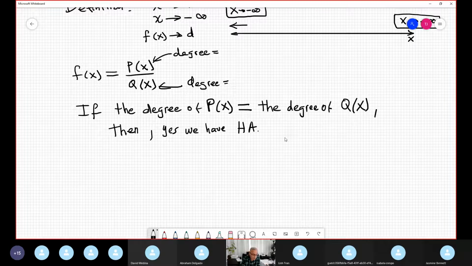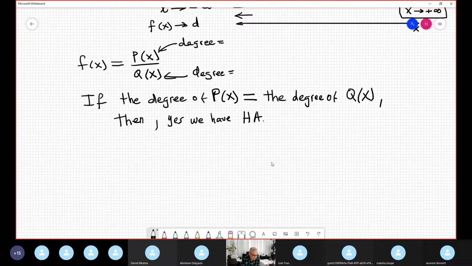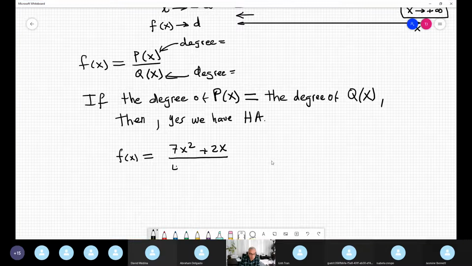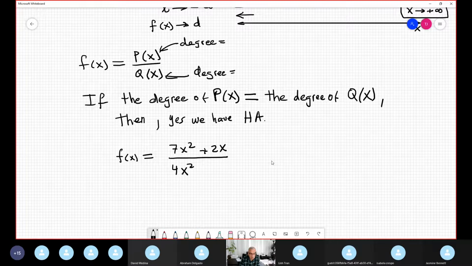So, for example, this is a complementary example. Suppose a function f of x equals 7x squared plus 2x divided by 4x squared minus 3. I only ask the question: do we have a horizontal asymptote or not? Let me try. Analysis of the degree.